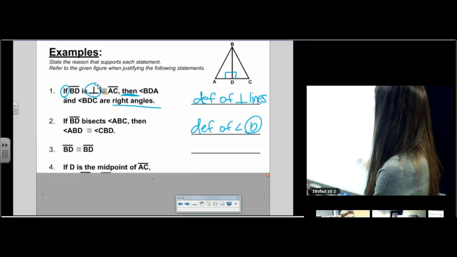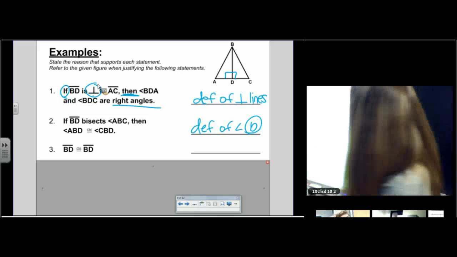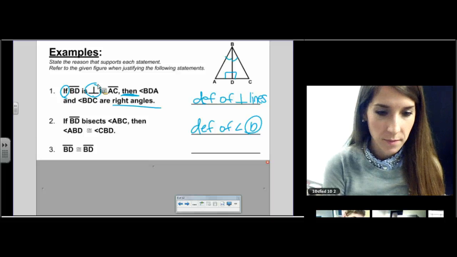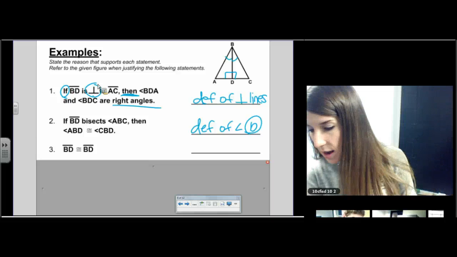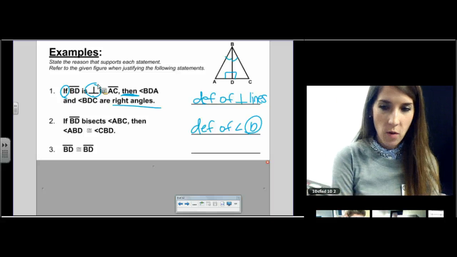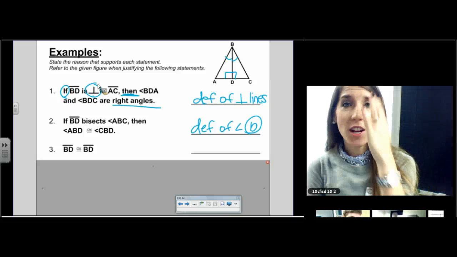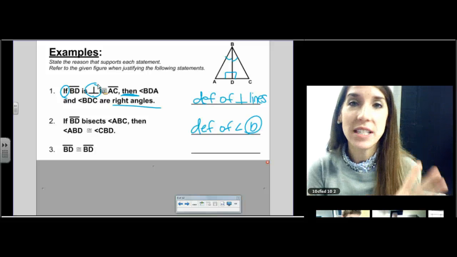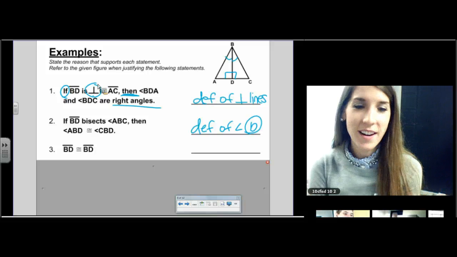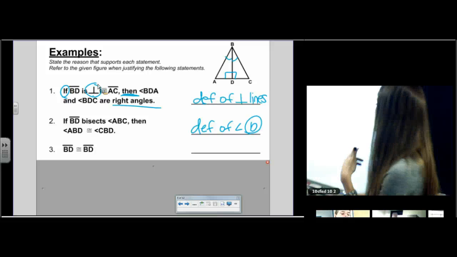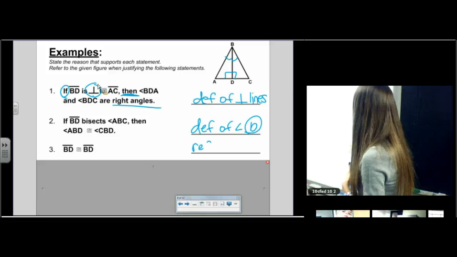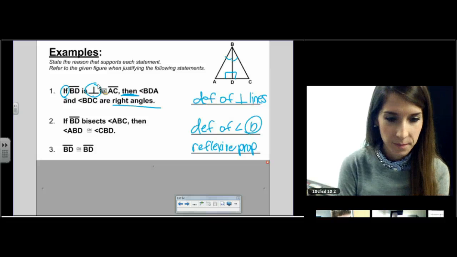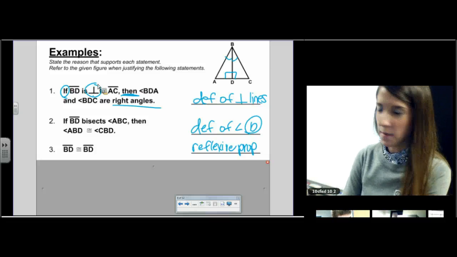Next one. BD is congruent to BD. Good. It is number 1 on your sheet. When you say something's congruent to itself, it's like you're looking in a mirror, like a reflection. Reflexive, reflection. When BD looks in the mirror, he sees BD, right? So BD is congruent to BD. The answer is reflexive prop. What if you don't see yourself? Then you don't have a very good mirror.